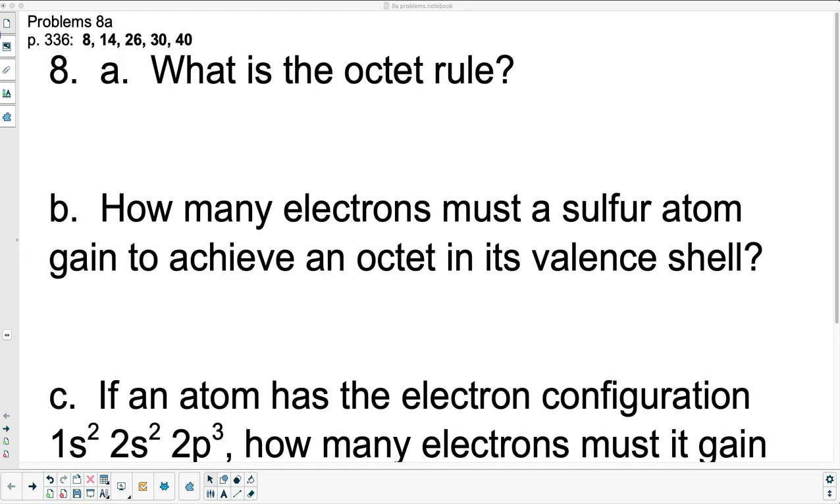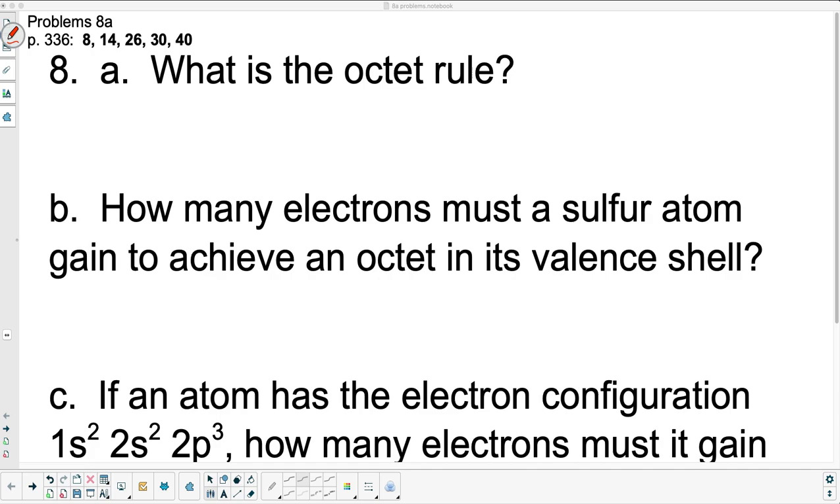Problem set. So we're going to go through, I think, 8 and 14, the first step here. So let's get right into it. So what is the octet rule? This one's a pretty basic question. We're going to go, octet rule, octet meaning 8.